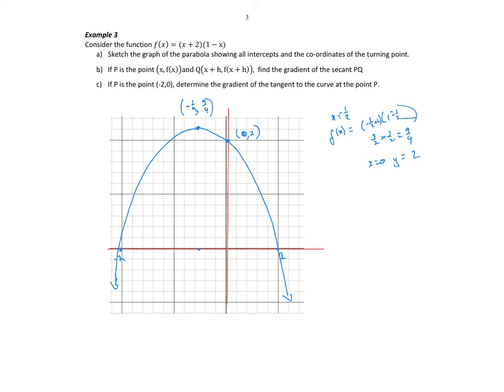0, 2, 0, 1, -2. What else? Sketch the graph of the parabola showing all intercepts and the coordinates of the turning point.